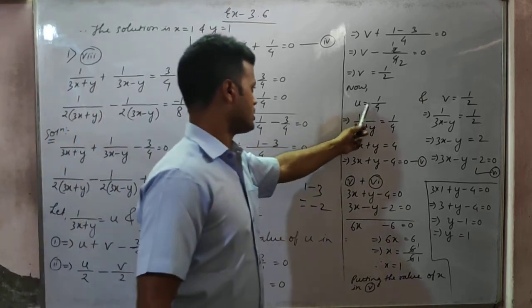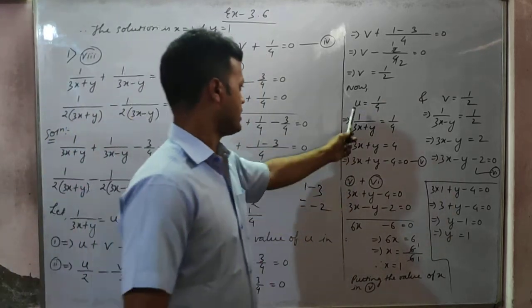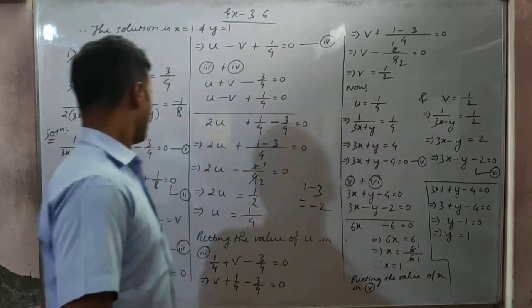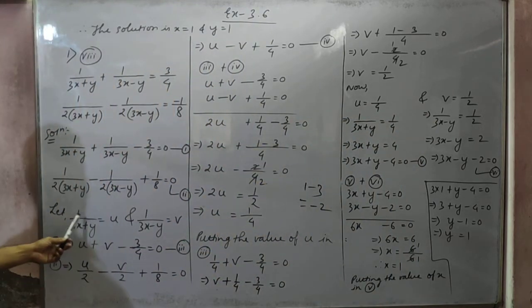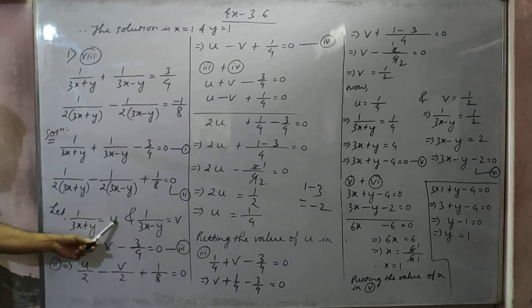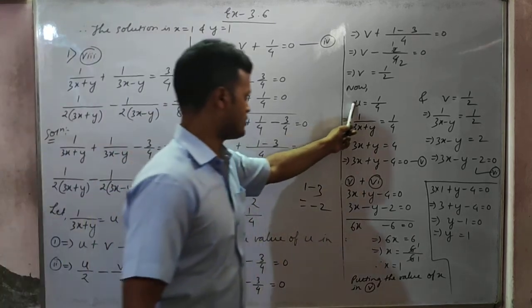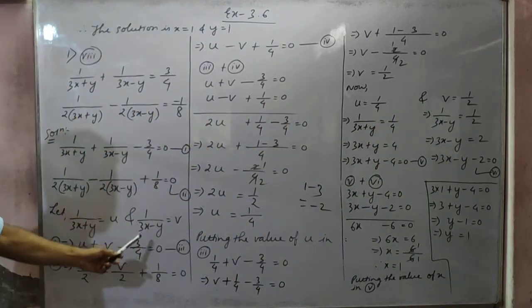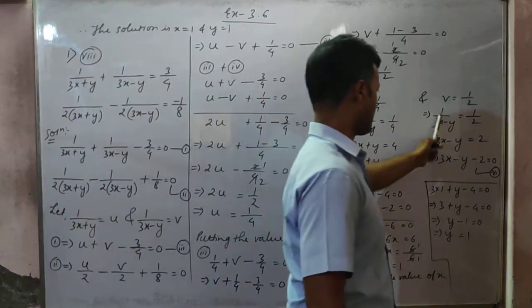Now u is equal to 1 by 4. Okay. U is equal to 1 by 4 and v is equal to 1 by 2. What is u actually, students? U means 1 by 3x plus y. See here. U means 1 by 3x plus y. So in place of u you write 1 by 3x plus y. And v means, what is the value of v? 1 by 3x minus y.